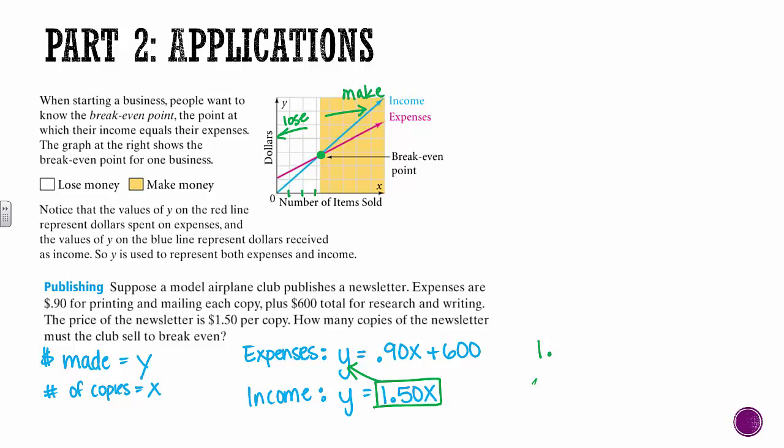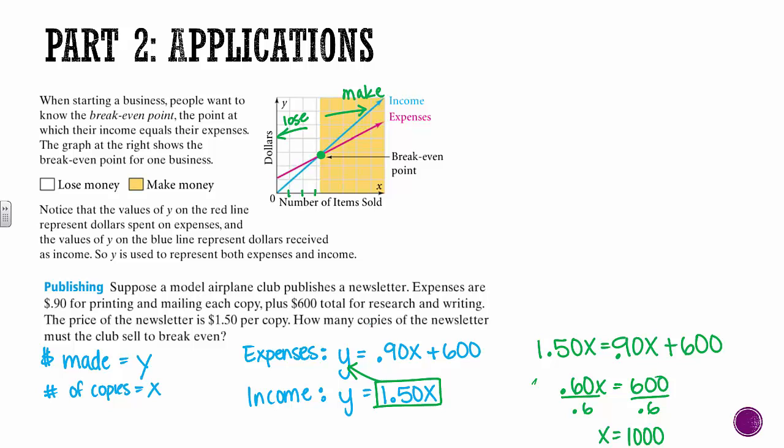So we end up with $1.50x equals 0.90x plus 600. If we subtract 90 cents from each side, we get 60 cents. And if we divide both sides by 0.6, we end up with x having to be 1,000. So this means we need to sell 1,000 newsletters to break even. And at that point, if we plug this back in for both of these, we're going to end up spending exactly the same as what we made. So both of these will total the same amount, which is good, but that's our break-even point.